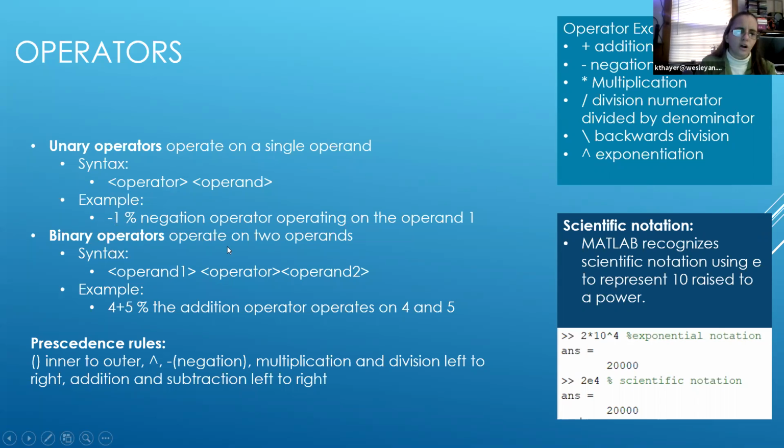Binary operators are going to operate on 2 operands. That means basically you need 2 inputs. So you're going to have this syntax here, right? So you're going to have like 4 plus 5. So we have operand 1. Here's our operator plus, and the operand 2 is going to be 5. So it's going to add those 2 things together.